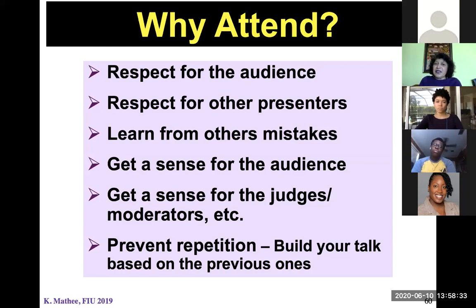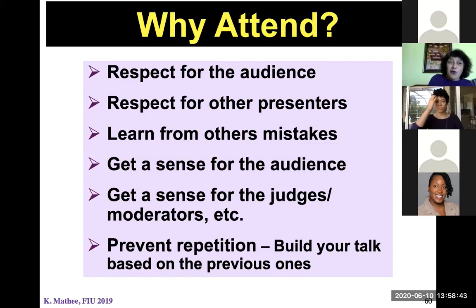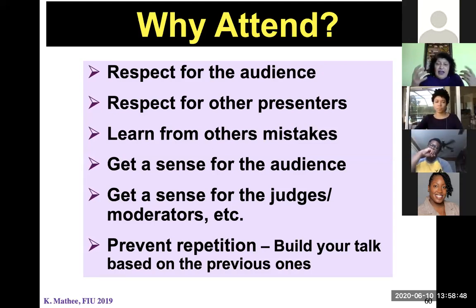You look at the presentation and say, oh my God, that's a lousy slide. Or she shouldn't have said something like that. You can learn from others' mistakes. And then you also get a sense for the audience. How much do they know? How well informed are they? So you get a sense for the audience. Okay, if you have judges who you're competing with in a session, you get a sense for the judges and the moderators. What are they looking for, right?